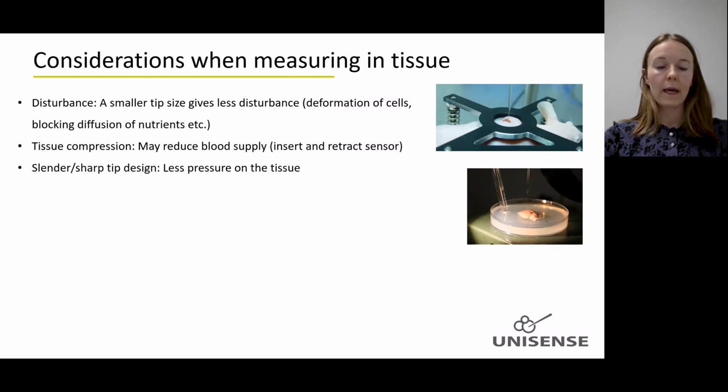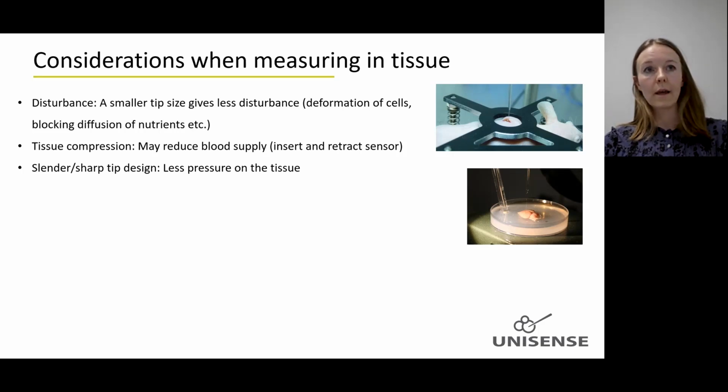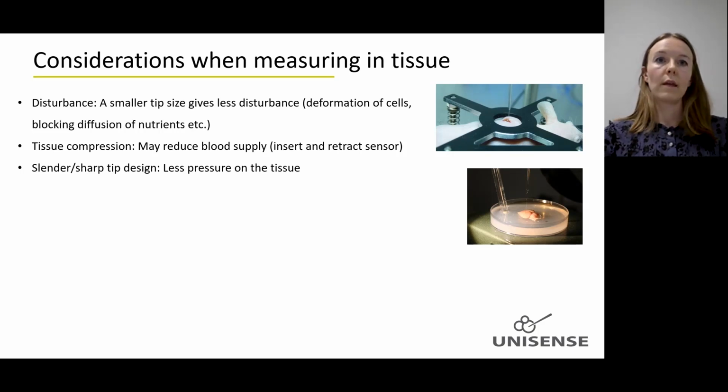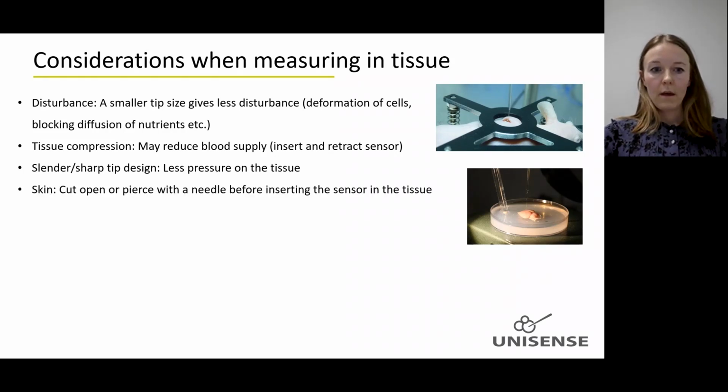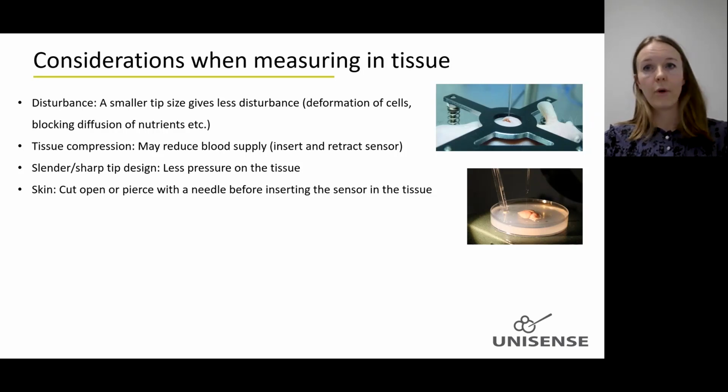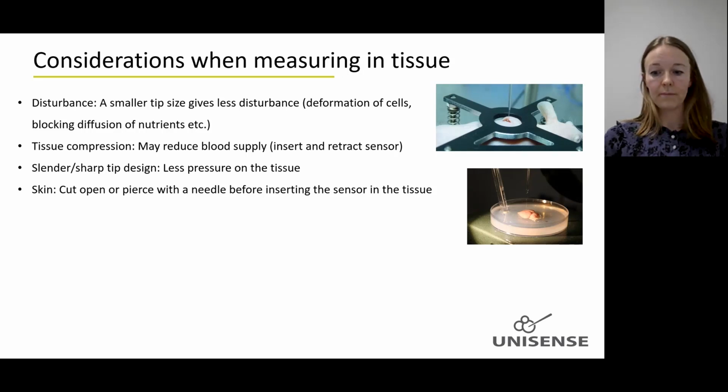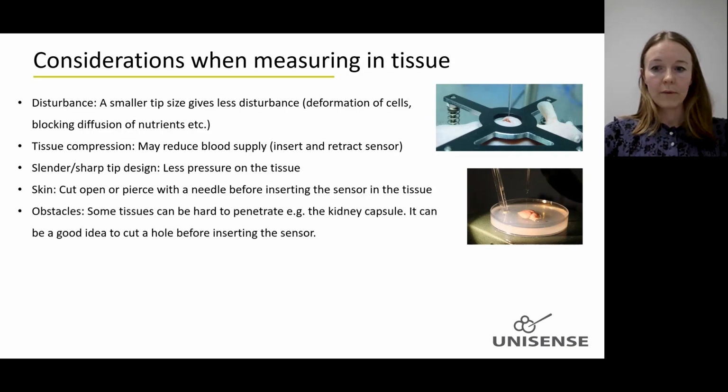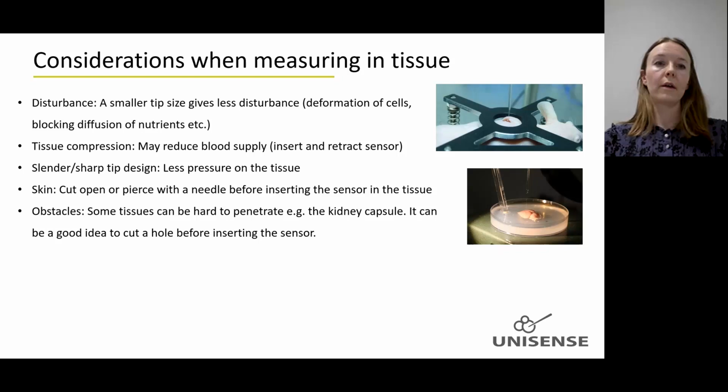We can also make the sensor tip more slender and more sharp so that we reduce the pressure on the tissue. If you have to go through skin, it can be a good idea to cut it open first or pierce with a needle before inserting the sensor into the tissue. Obstacles. Some tissues can be very hard to penetrate. We know that the kidney capsule can be very hard, and therefore it can also be a good idea to cut a hole or pierce with a needle before inserting the sensor.